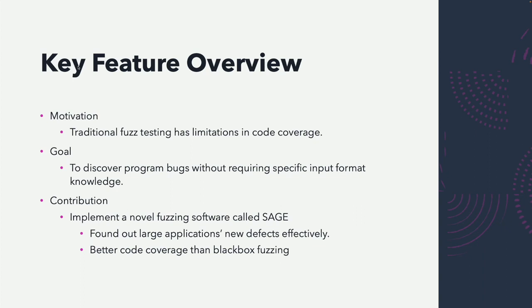So the main contribution of such paper lies in the following. SAGE, which is called Scalable Automated Guided Execution, can find bugs in large applications in an efficient way. It also provides better code coverage than the black box fuzzing technique.